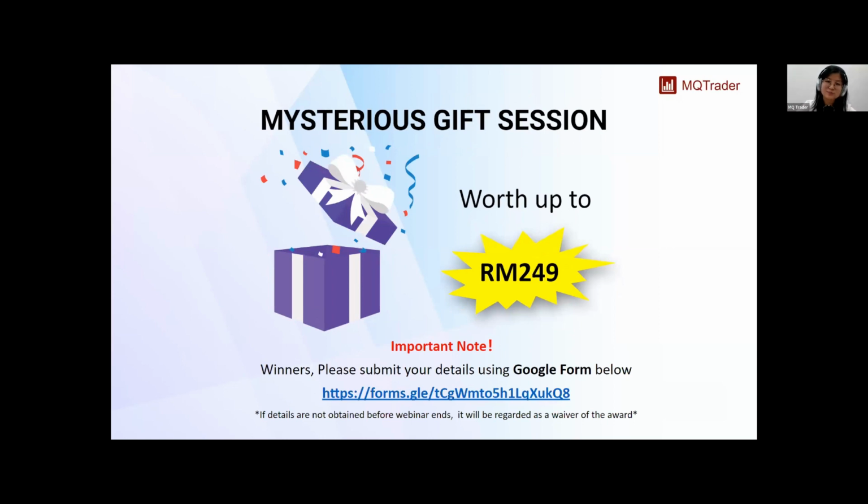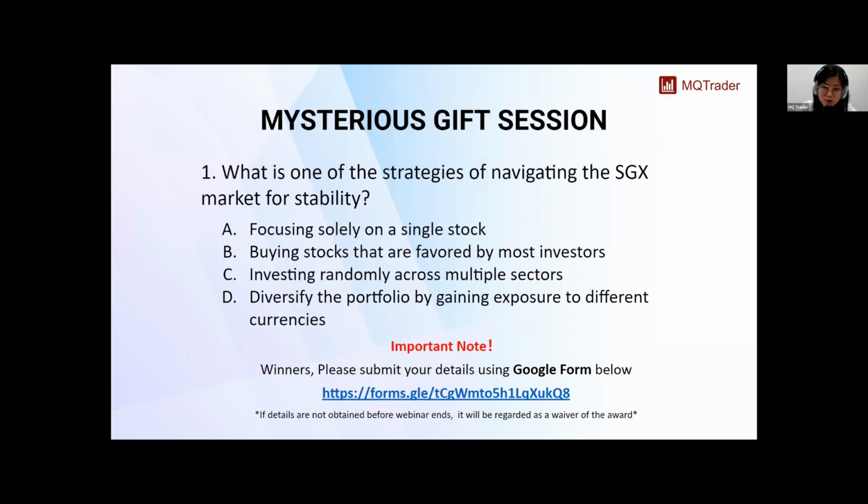Right, so the first question: what is one of the strategies to navigate in the Singapore market for stability? A, B, C, or D? Focusing solely on one single stock, or buying stocks that are favorable to most investors, C or D? I see a lot of answers coming up already. Okay, so let me announce the answer is D. It is to diversify your portfolio by gaining more exposure to different currencies or different markets as well.